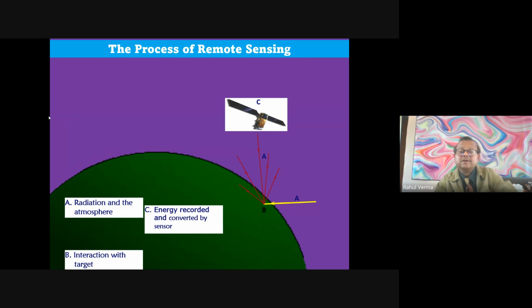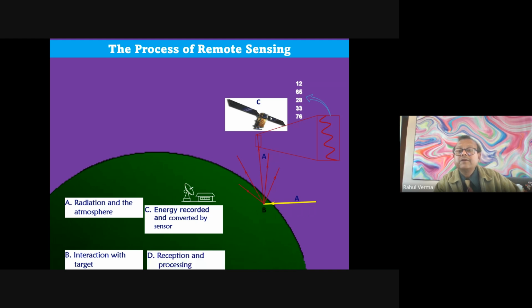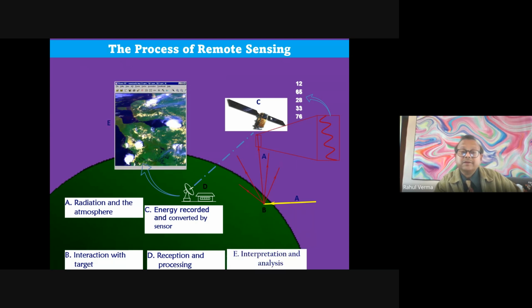And that reflected data goes back to the satellite. And there you see different color bands. So they are sending it back to the Earth station. And then on the basis of those images, they generate images. They can be a physical layer, an urban layer, a forest layer, whatever.